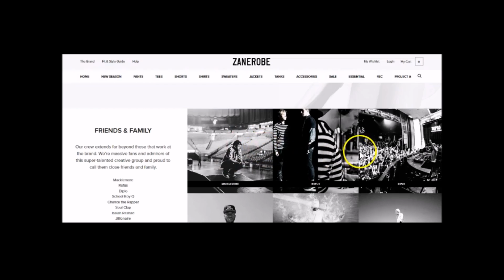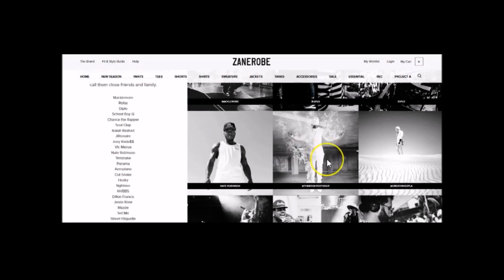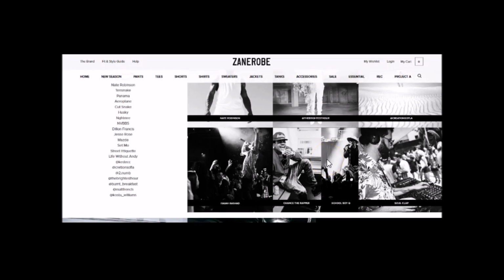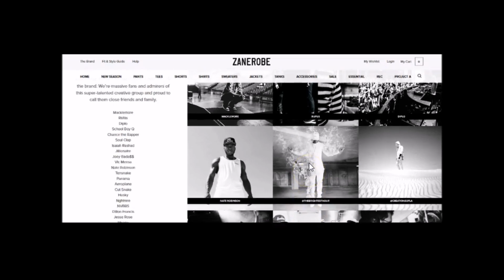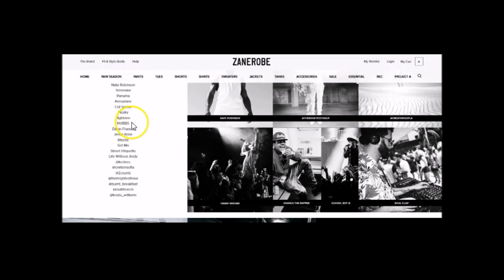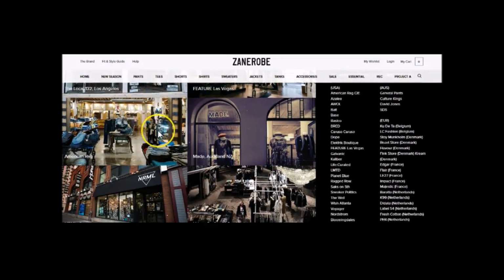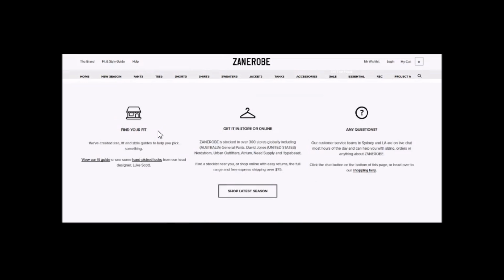Macklemore rocks their gear. This kind of helps set, like Nate Robinson, other people, this kind of helps set the brand image. They have social media pictures from people who wear their gear. Our crew extends far beyond those that work at the brand. We're massive fans and admirers of this super talented creative group, and proud to call them close friends and family. Macklemore, Diplo, Schoolboy Q. So they talk about all the people who wear their stuff. They show some of the shops where their stuff is sold.